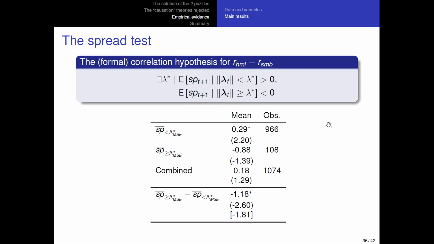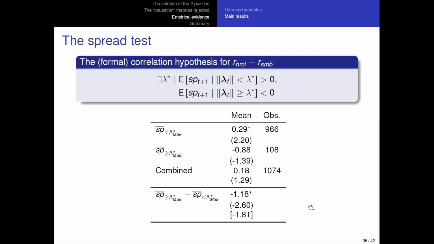Right. So given all these assumptions, I can actually formally reject the hypothesis that causation theories work, and I can accept that correlation theories work. Okay, so this is the formal test in the paper. That's the main test in the paper.